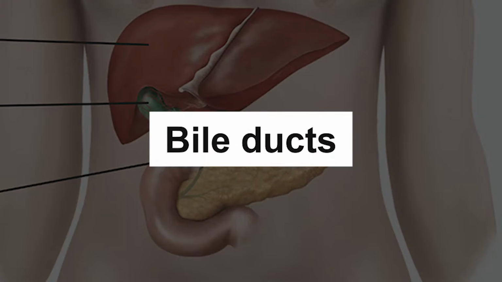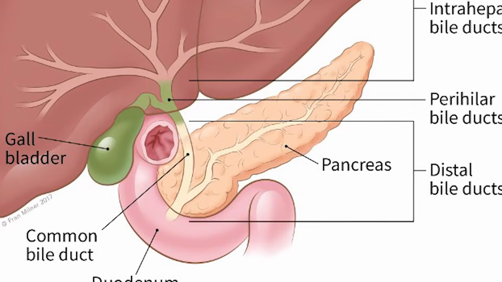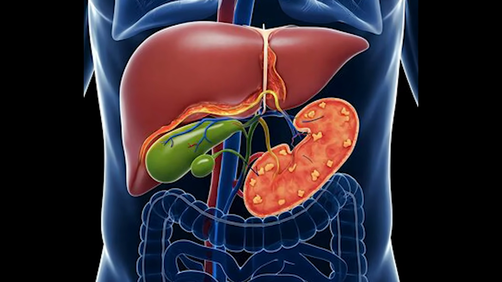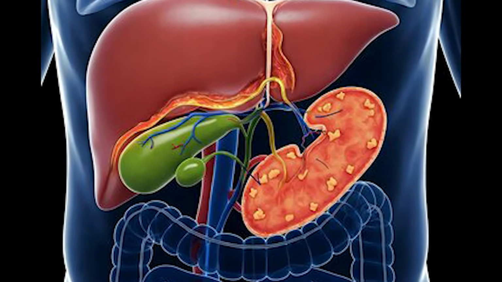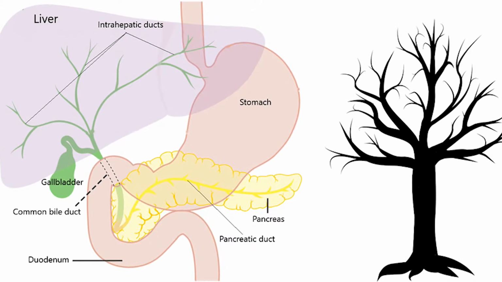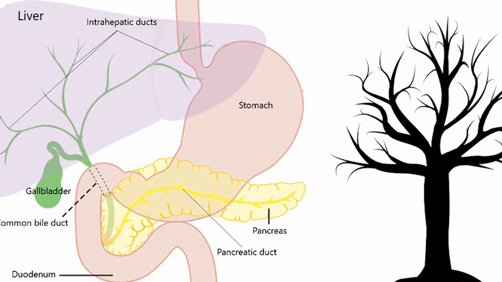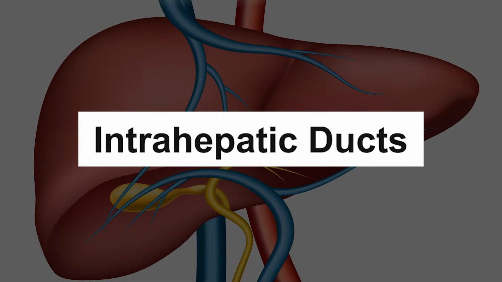Bile ducts. Bile ducts are tubular structures that vary in size and complexity. They form a branching network that begins within the liver and extends through the biliary system to deliver bile to the small intestine. The main components of the bile duct system include the intrahepatic ducts, the extrahepatic ducts, and the common bile duct.